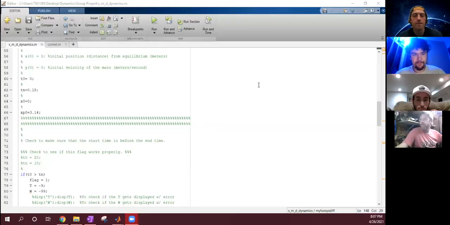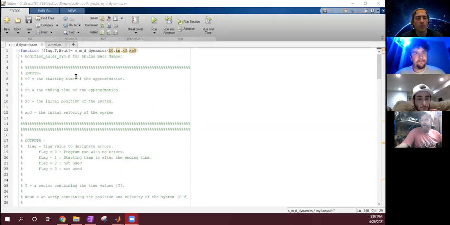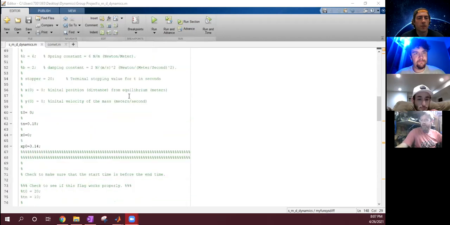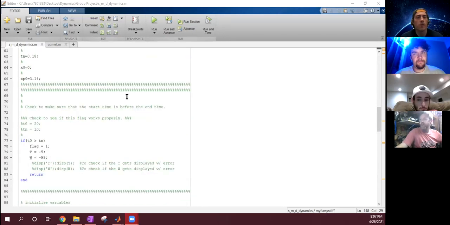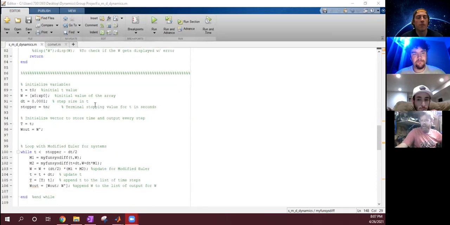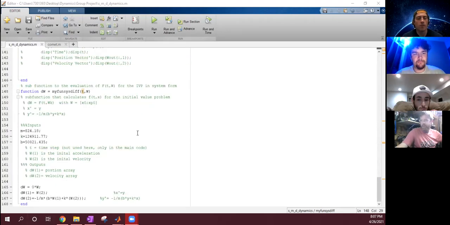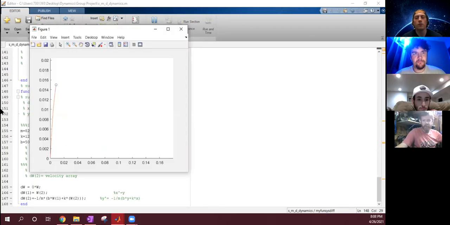Okay, so here is my function. It's a modified Euler system for spring mass dampers that I had for numerical analysis. We're not all the way there. I haven't put Kole's equations in quite yet, but it has a general function of motion right here. And let's see if it'll pop up in the right screen. Of course it won't. All right, there we go.